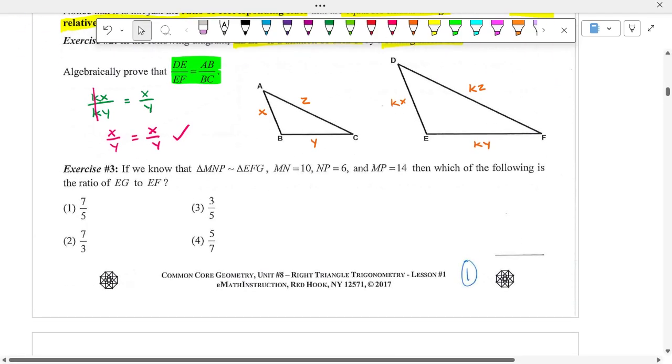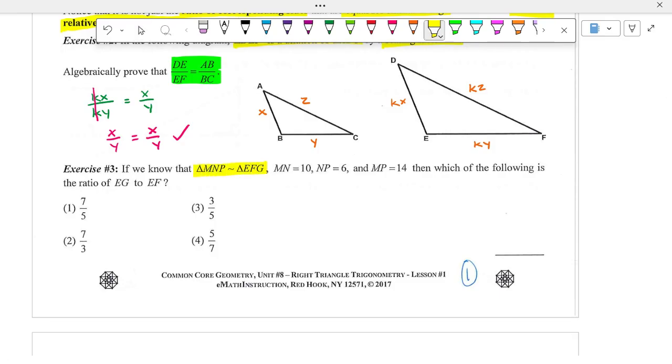All right. Now, if we know that triangle MNP is similar to EFG, where MN is 10, NP is 6, and MP is 14, then which of the following is the ratio of EG to EF? So, let's figure this out. So we're going to draw our two triangles.